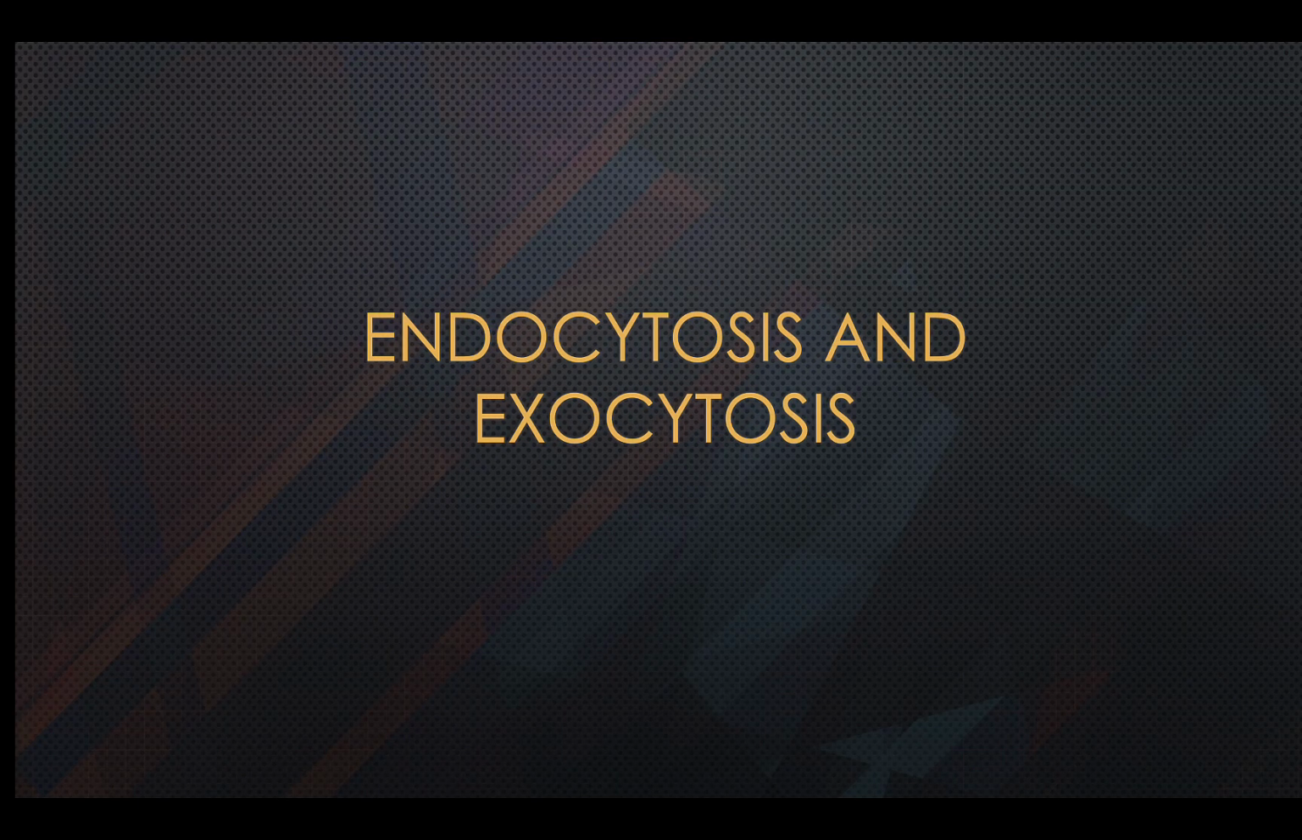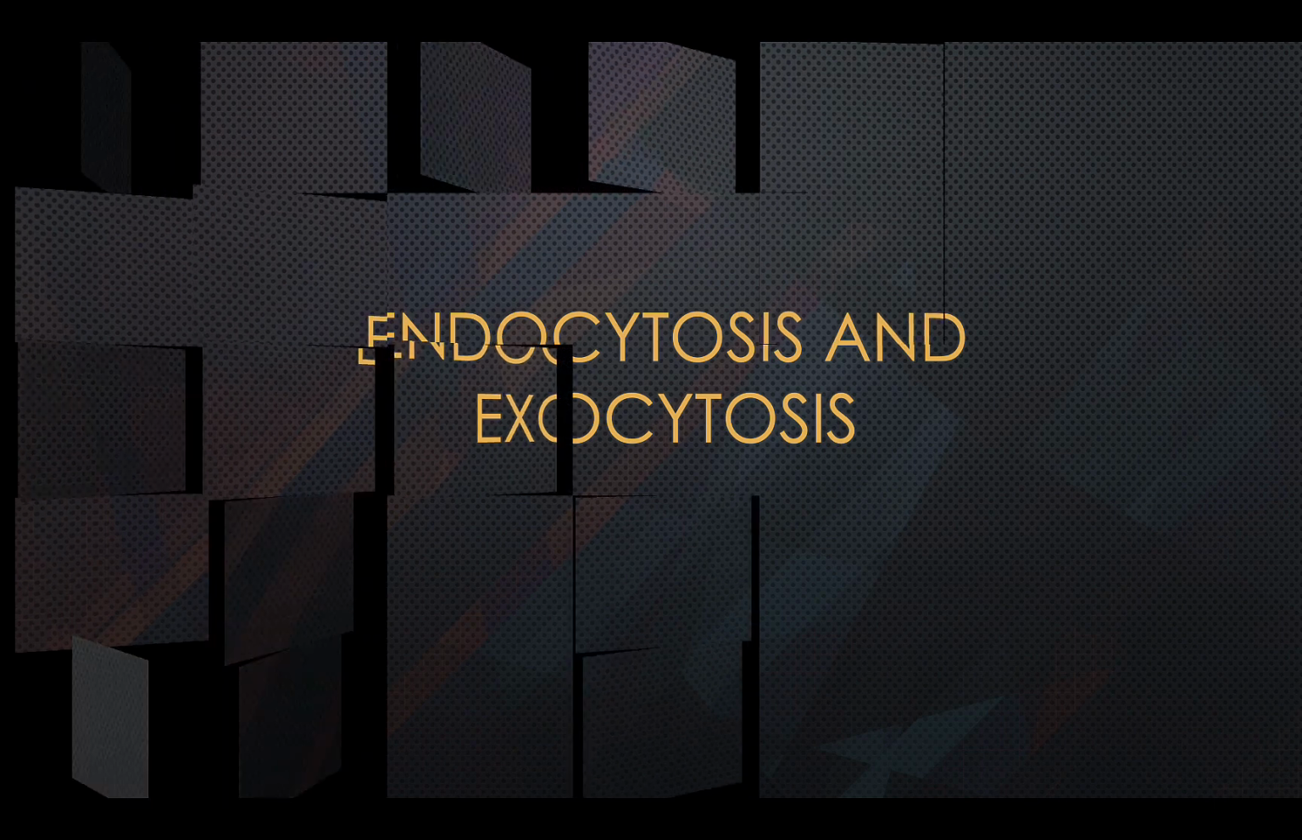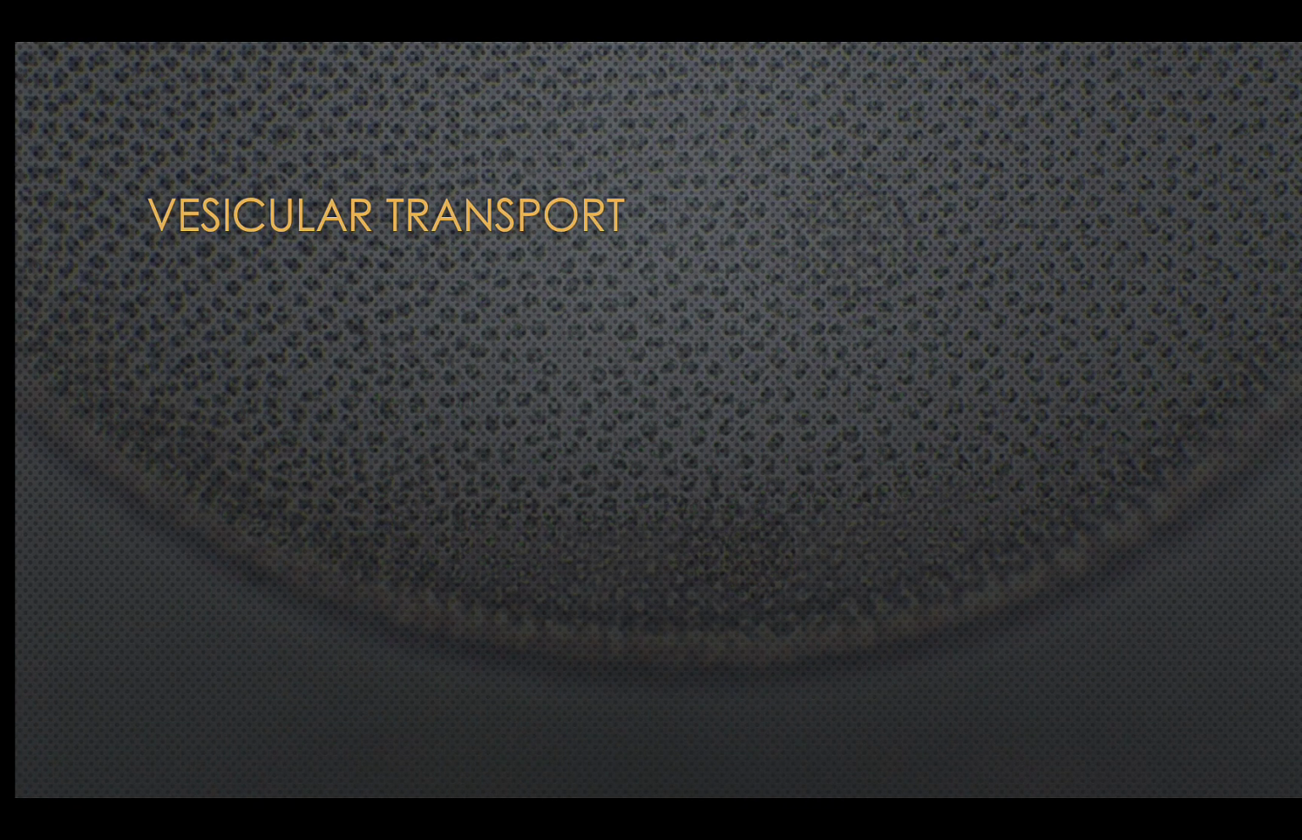This video is going to cover the topics of endocytosis and exocytosis. One of the interesting things about the cell is that it needs to be able to transport certain items into as well as out of the cell. And how we're going to do this is through vesicular transport. Now, we're going to have to use a vesicle in vesicular transport.